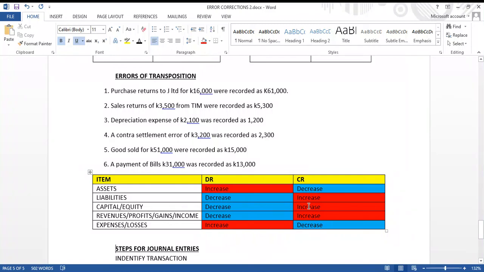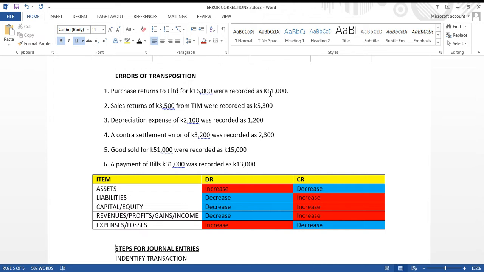Right, so we're looking at errors of transposition. These are the same as errors of original entry. The only difference here is that when you get the difference of the correct amount and the wrong amount, that difference is always going to be divisible by 9.